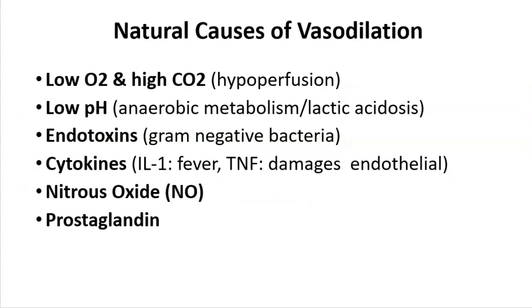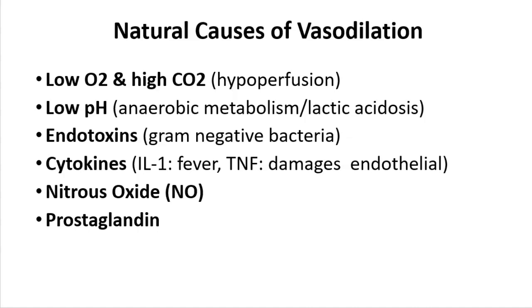So this is just a little nod to the natural causes of vasodilation in our body. Some things that can cause vasodilation, of course, are low oxygen and high carbon dioxide, and our pH. As we go into anaerobic metabolism and lactic acidosis, that can cause vasodilation. Gram-negative bacteria create very potent endotoxins, and those can cause vasodilation. Cytokines like interleukin-1 and tumor necrosis factor can absolutely cause vasodilation. Nitric oxide is intrinsic in all of us.